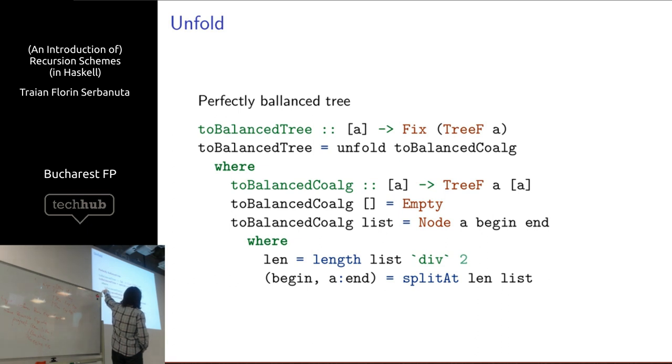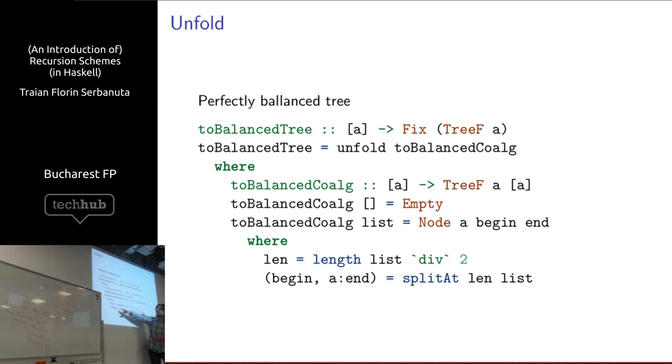And the idea here is that I have to give a coalgebra from lists to a tree-like structure over lists. And the idea is to split it in half. So if I have an empty list, then it's the empty node. I don't have anything interesting. But if I have a list which is not empty, then I try to split it in equal parts. And since the division goes towards zero, then I'm sure that if I divide this by two, on the right side I'll have at least one element.